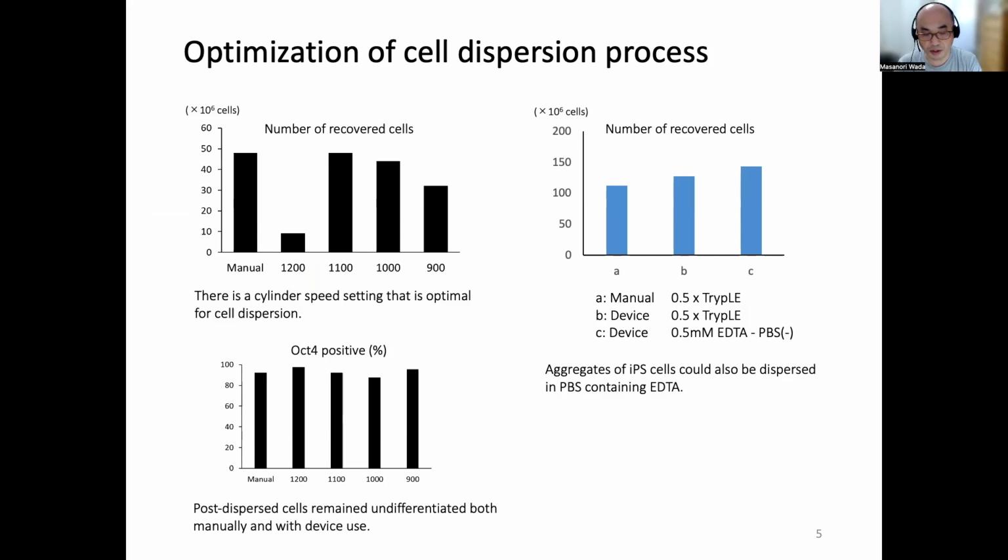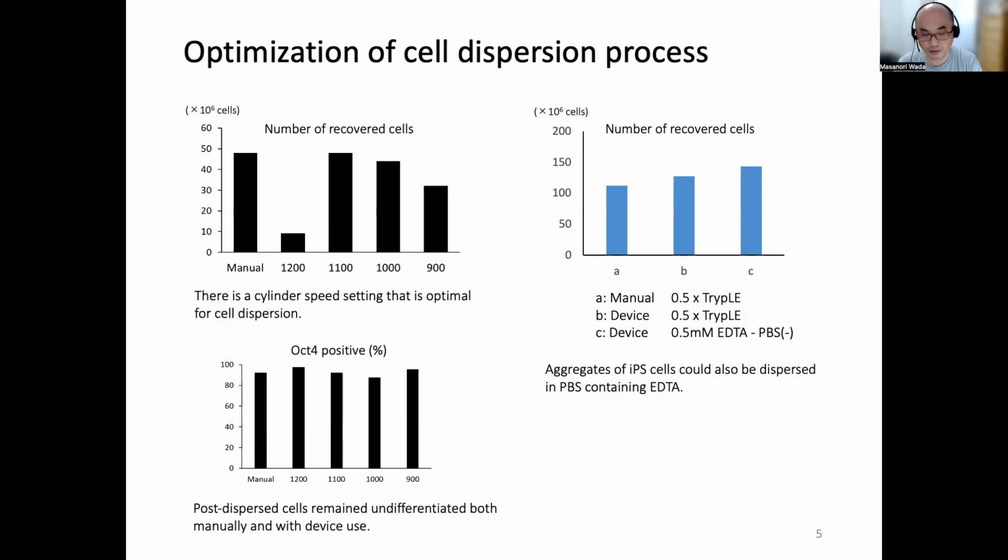The optimal cylinder speed for cell dispersion was compared and verified. As a result, in the cell line used in this study, the yield was maximum at 1,100 RPM, and the yield decreased at higher RPM. It was suggested that there was a cylinder speed that maximized the cell recovery.